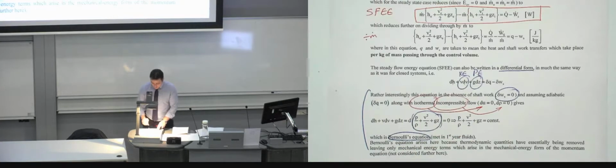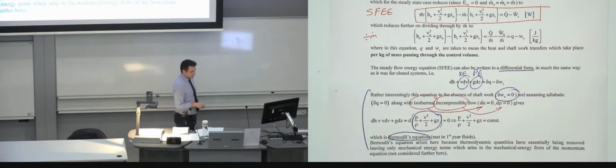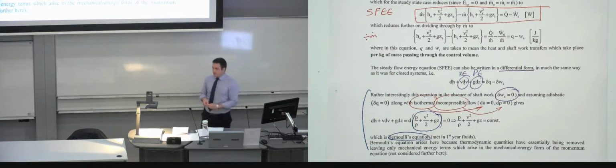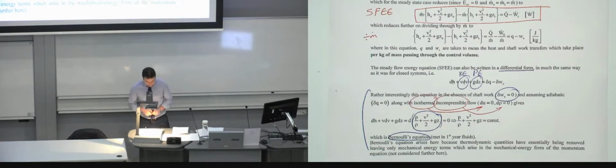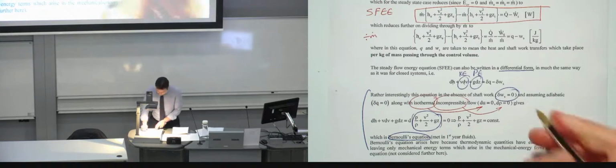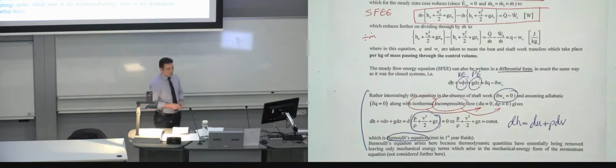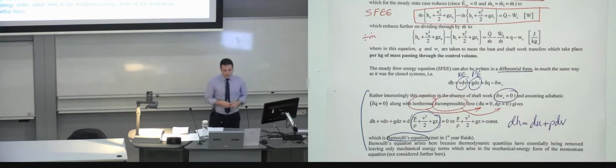Now, you might be wondering where this p over rho comes from. Can you just, for a few seconds, think about how we get from dH to p over rho? Do you remember any equation that we've used in the past couple of weeks which would relate dH to du, etc.? Do you remember the equation dH equals du plus p dv? Yeah, that's essentially the definition of H.